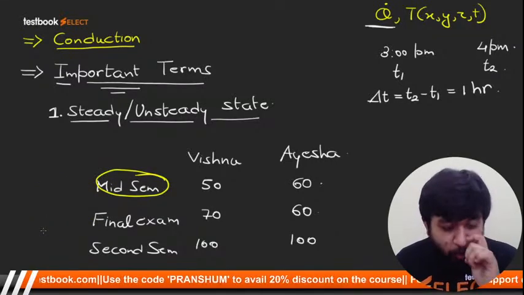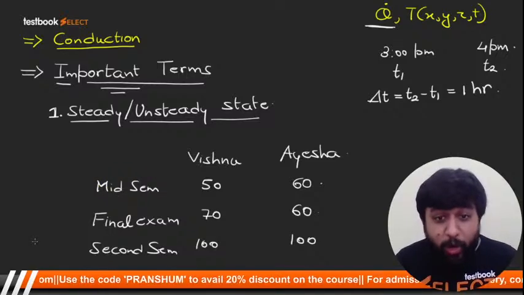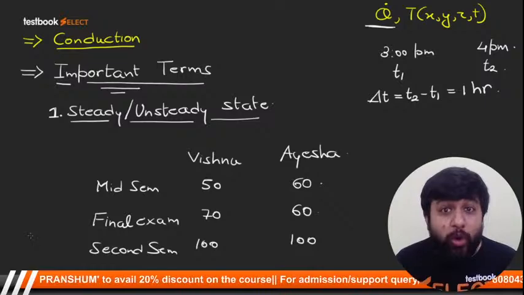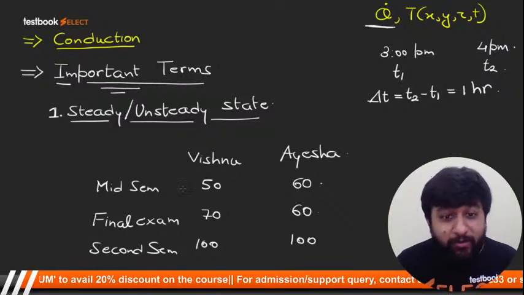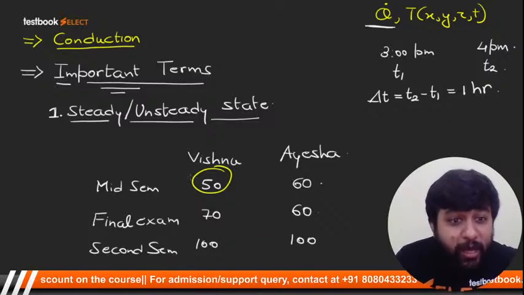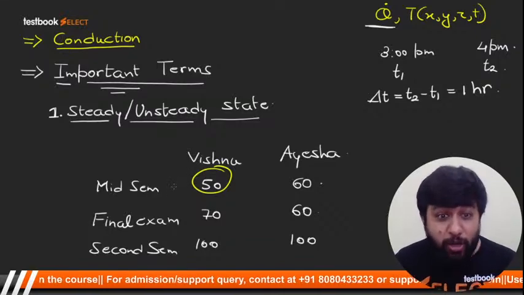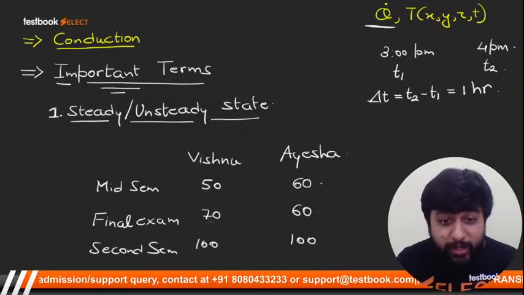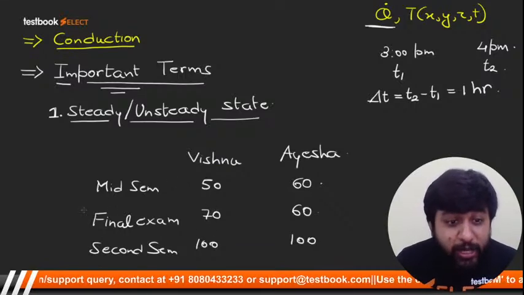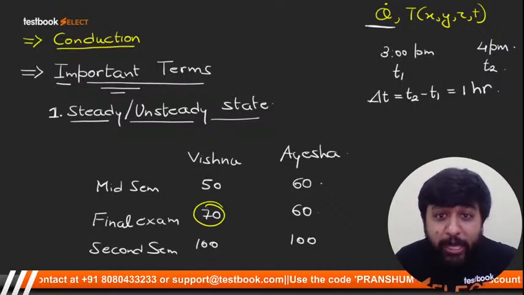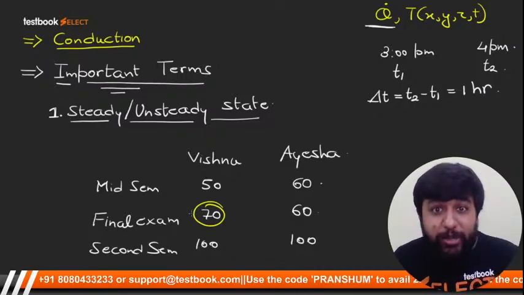Okay, Vishnu, I hope this is clear. Now we will check the performance of Vishnu in mid-semester: 50. So this is the value of a property at a time instant. Similarly, his marks in the final exam are 70, the value of the property at another time instant.